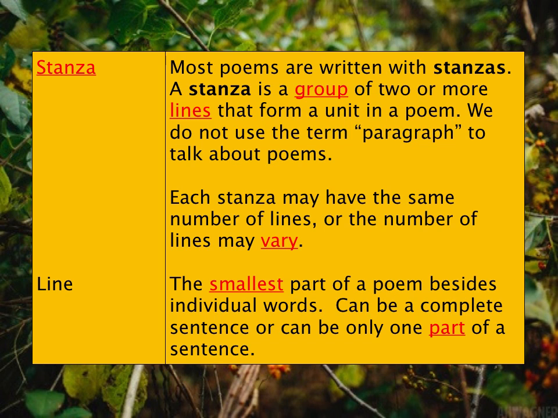The line is the smallest part of a poem besides individual words. It's where the words stop and go to the next part down on a page. A line can be a complete sentence, or it can be just part of a sentence. You can break a sentence into lines.